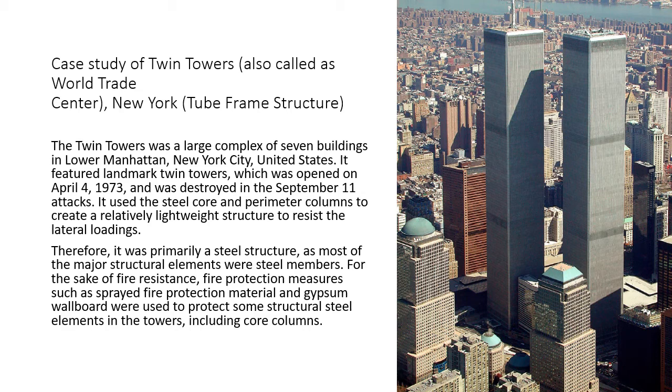Therefore, it was primarily a steel structure, as most of the major structural elements were steel members. For the sake of fire resistance, fire protection measures such as sprayed fire protection material and gypsum wallboard were used to protect some structural steel elements in the tower, including the core columns.